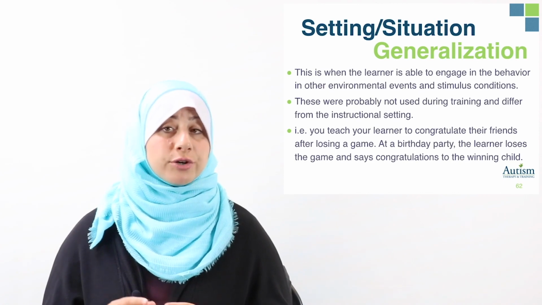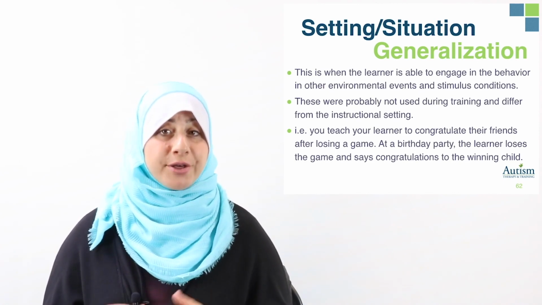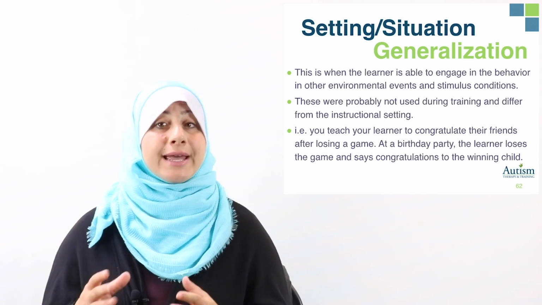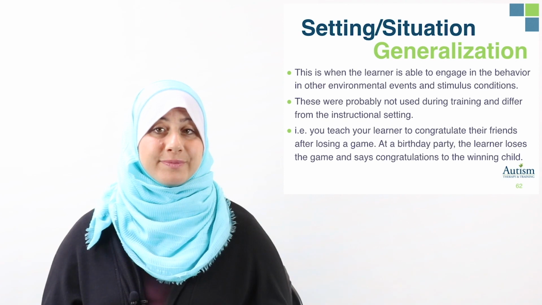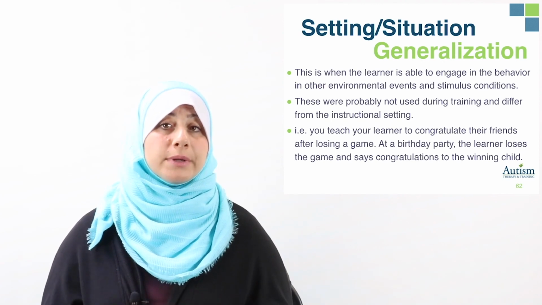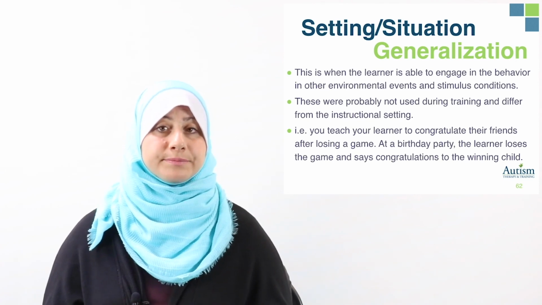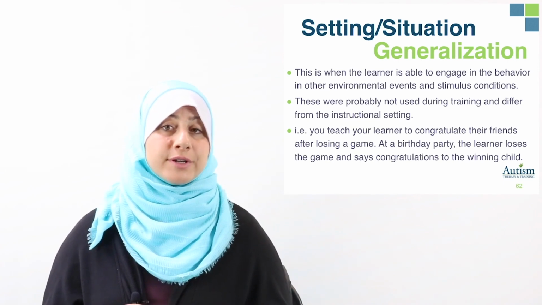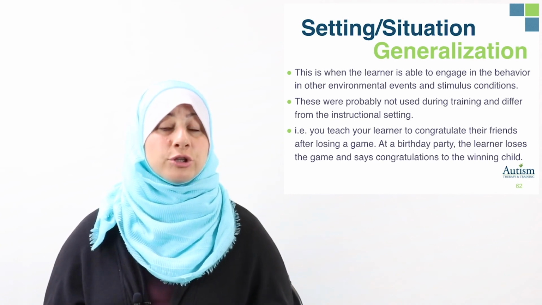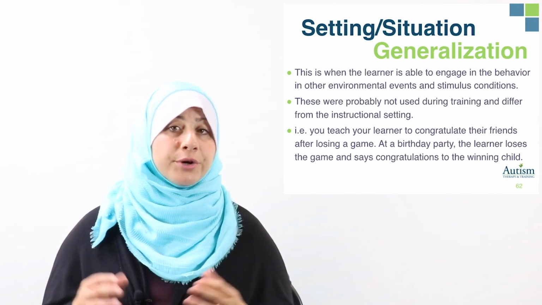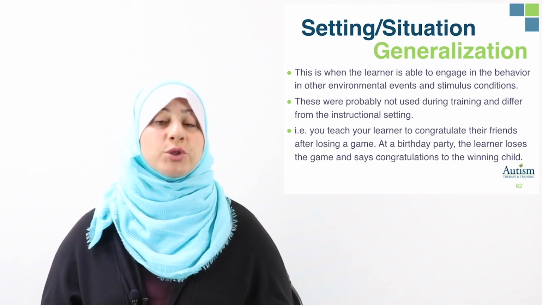Setting situation generalization is when the learner is able to engage in the behavior in other environmental events and stimulus conditions. These were probably not used during training and are different from the instructional setting. For example, you teach your learner to congratulate their friends after losing a game. And at a birthday party, the learner loses the game and says, "Congratulations to the winning child."